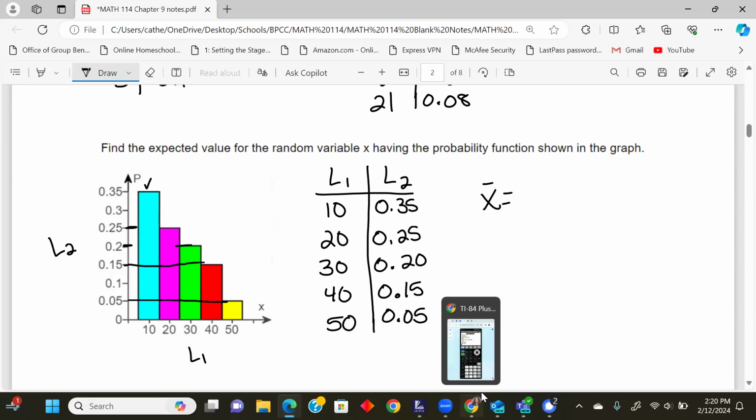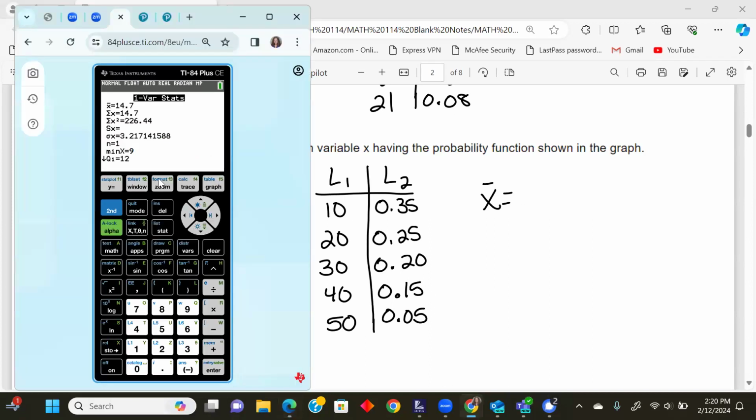So let's get our calculator out. So we hit stat, we're on edit, so we hit enter. And I'm just going to type over. So I'm hitting enter after each one. Arrow to the top.